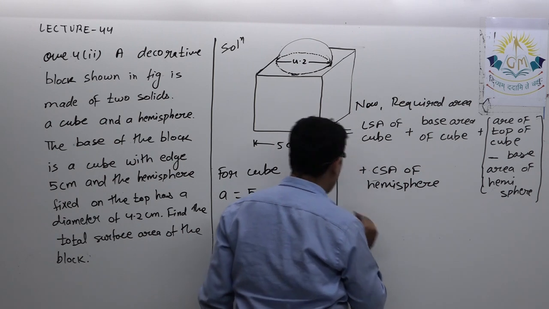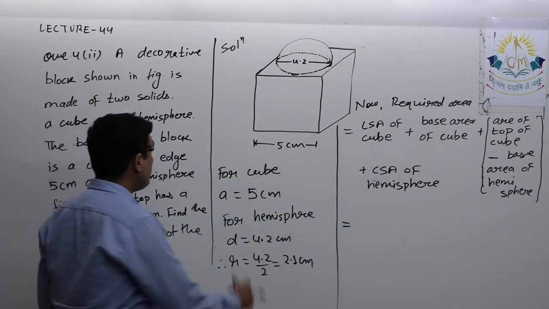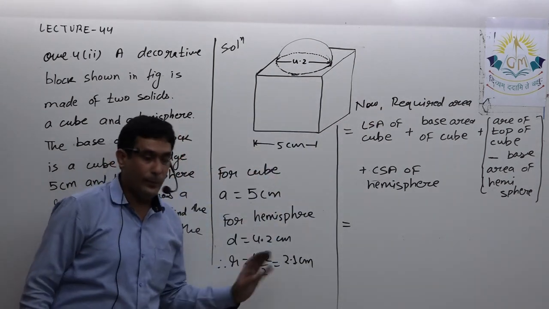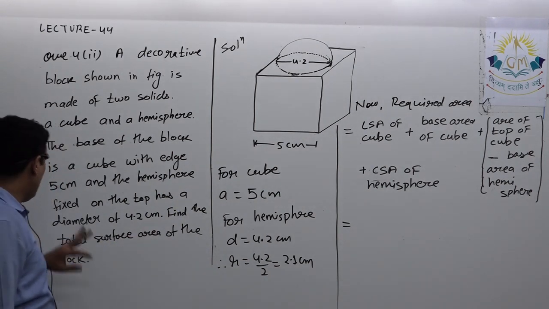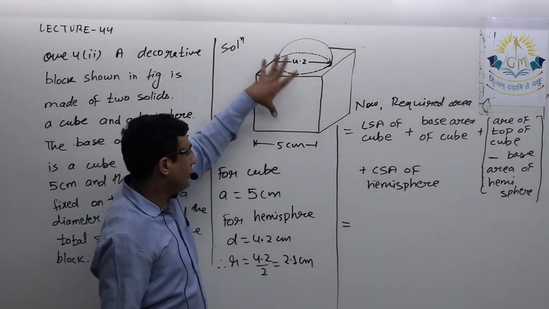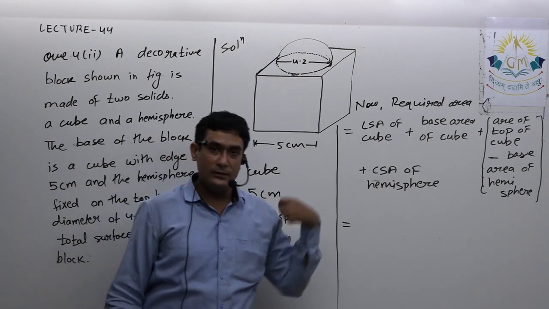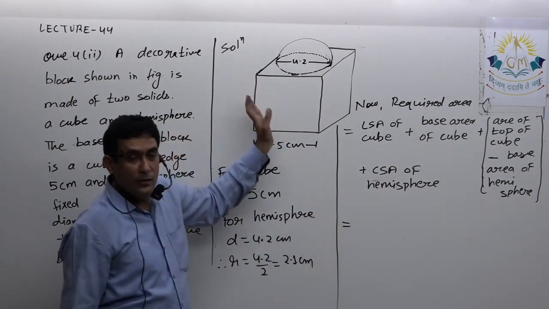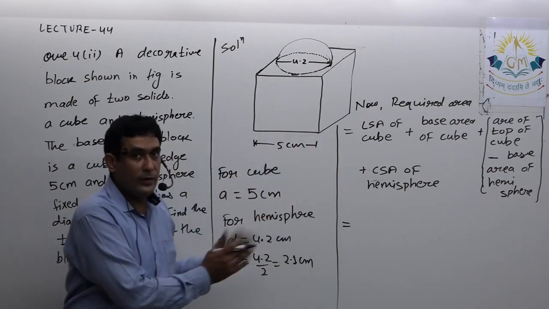I hope it is clear to you. Again, before I proceed, let me explain this. I have to find that area on which I can paint. It is directly asked in the question, find the total surface area of the block. Now the same question can also be asked in this way: what area of the block will get wet? So again it means wherever we can paint, or whatever area is exposed, that we have to find.